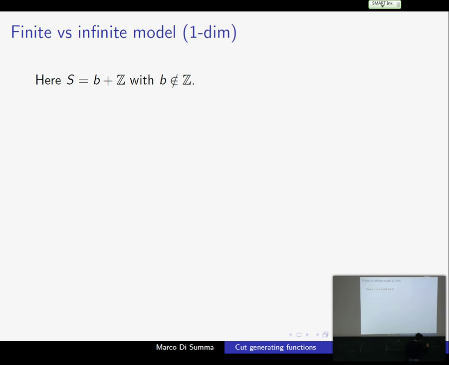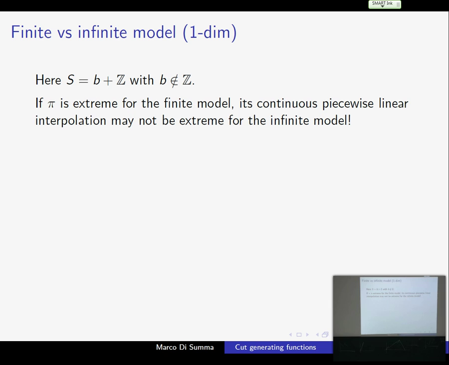So the first thing you want to know is what happens if I take the linear interpolation of this function. So assume this discrete function is extreme for the finite model. What happens if I take the linear interpolation? Is it going to be extreme for the infinite model? The answer is no. You always obtain a valid function if you do this, but it's not guaranteed to be extreme. Is it valid? I'm not sure actually now. I think so. But it's not extreme for the infinite model.